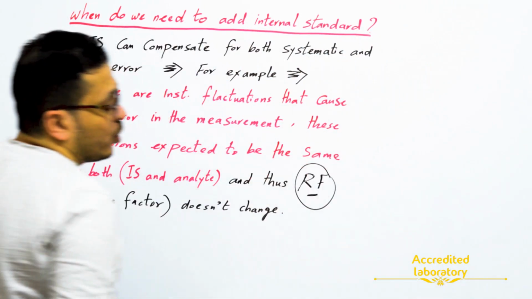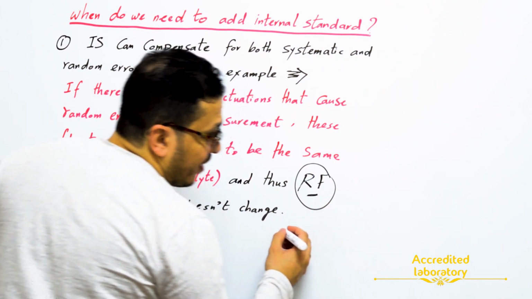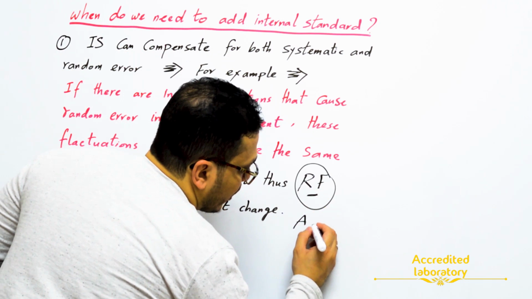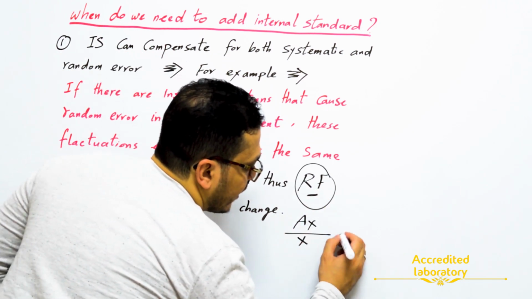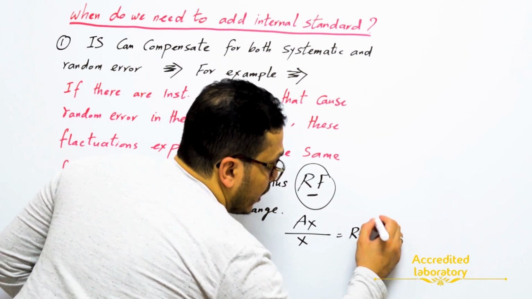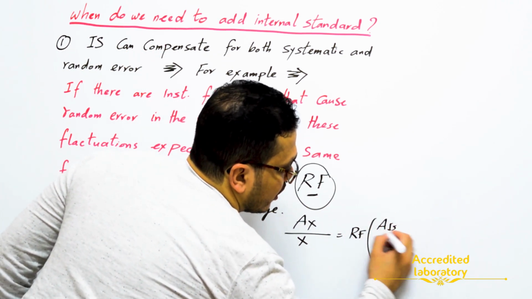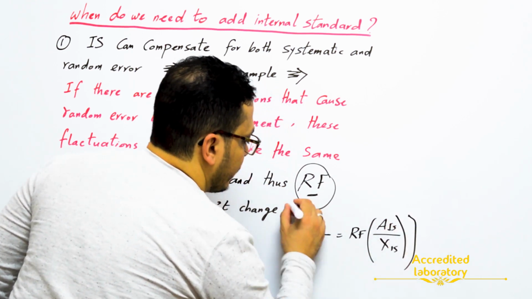The response factor is the ratio of response between the analyte of interest and the internal standard. From this equation we can calculate the response factor: the area of the analyte divided by the concentration of the analyte equals the response factor multiplied by the area of the internal standard divided by the concentration of the internal standard.